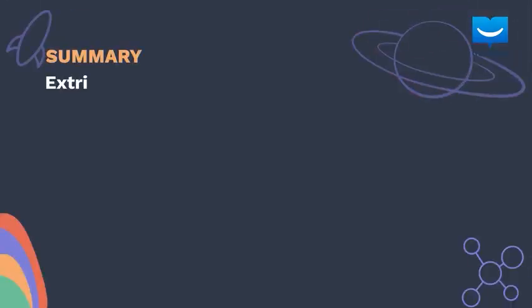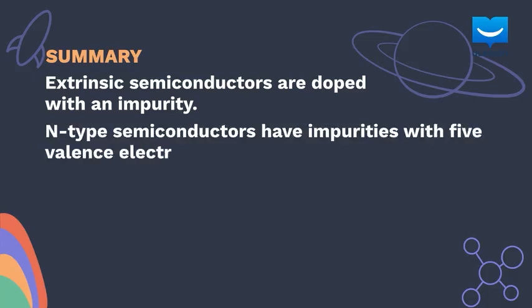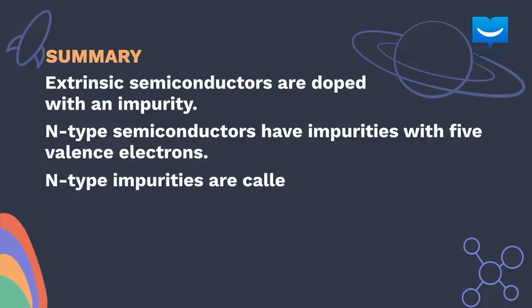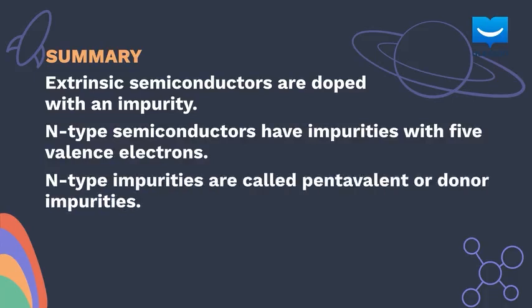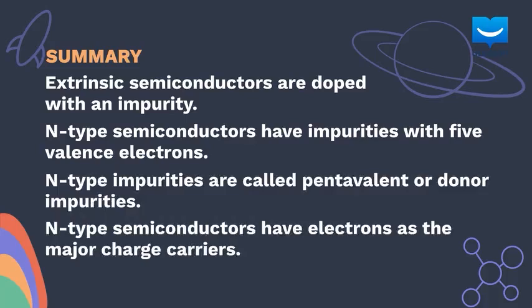We learned that extrinsic conductors are doped with what is called an impurity. When the impurity has an element that has 5 valence electrons, it is called an N-type semiconductor. And such impurities are called pentavalent or donor impurities. And in N-type semiconductors, electrons are the major charge carriers.